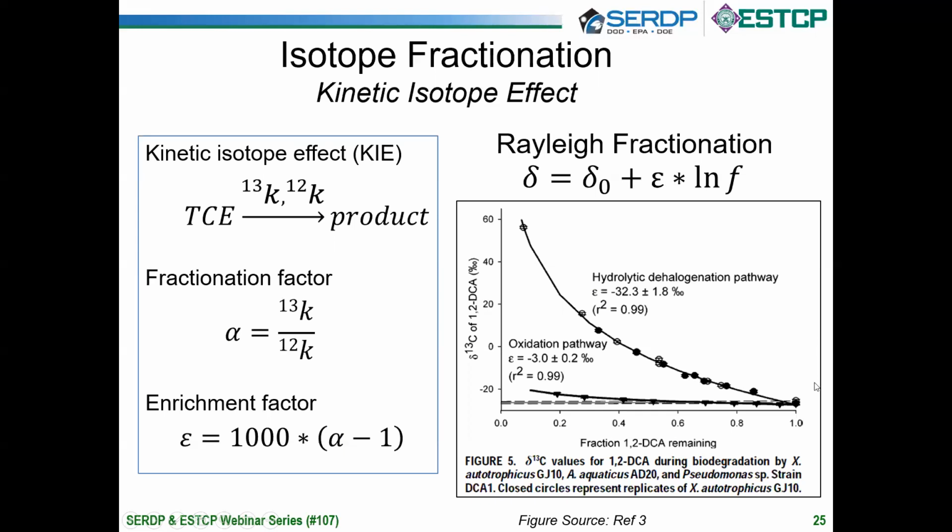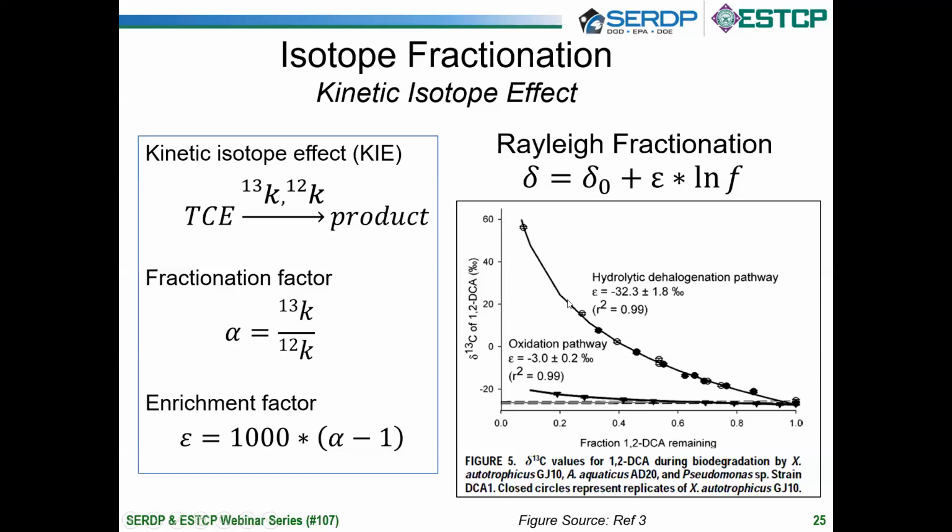If we look at this graph below, this is a figure from a paper looking at the degradation of 1,2-dichloroethane, or 1,2-DCA. On the x-axis, we have F, or fraction remaining: 100%, 80%, 60%. So the compound is degrading. On the y-axis, we have the delta C13 value of the DCA. For one reaction, this dehalogenation pathway, we get a very quick and steep enrichment in the delta value of C13.